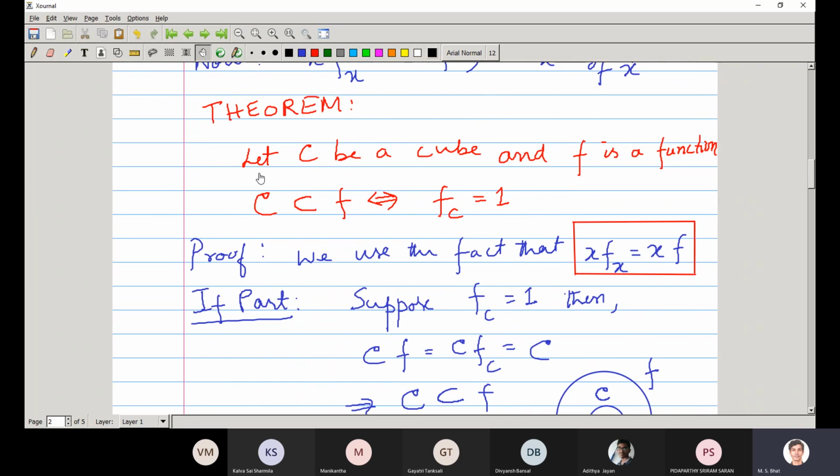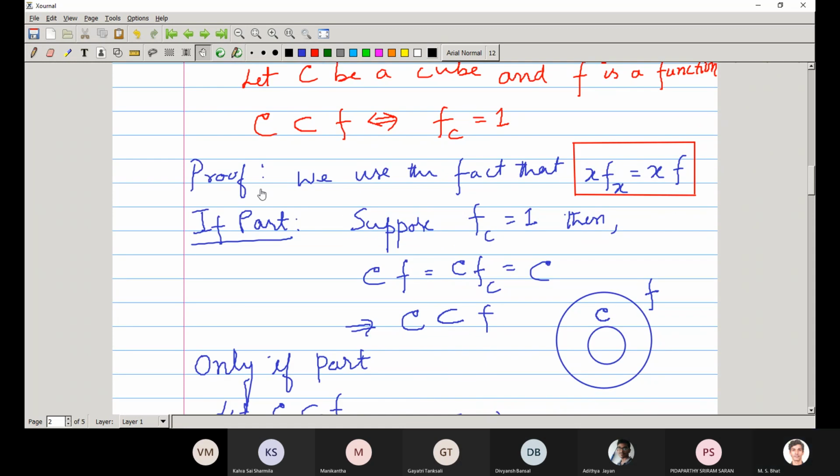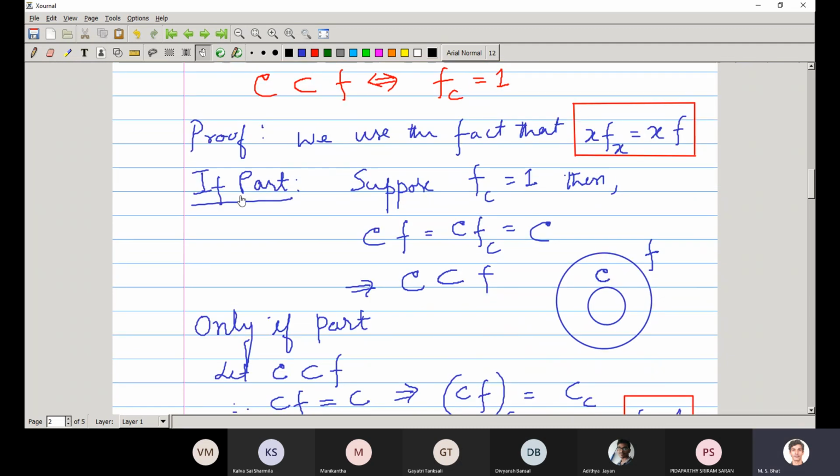Let us very quickly see a theorem. Let C be a cube and f is a function. C belongs to F if and only if the cofactor of F with respect to C is 1. So if FC is 1, then C belongs to F. Or if C belongs to F, that is, C is a subset of F, then FC is 1. Both these are true. So we have to use the fact that x fx is equal to x f.